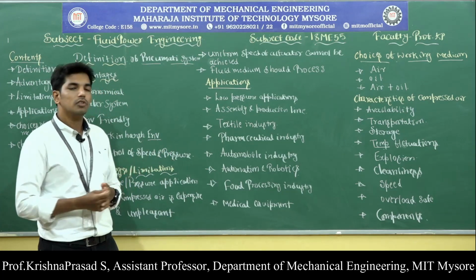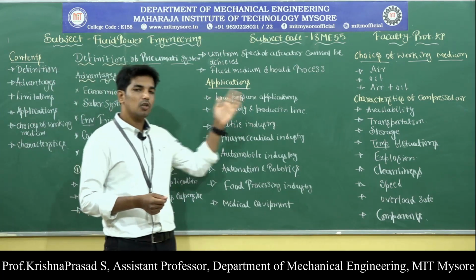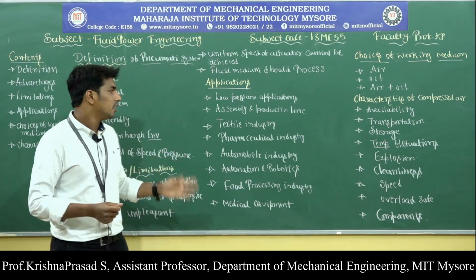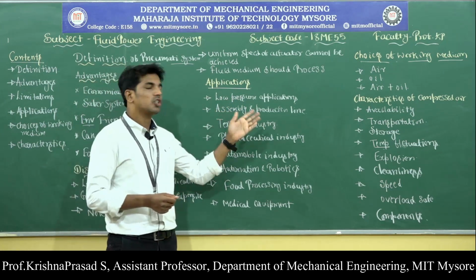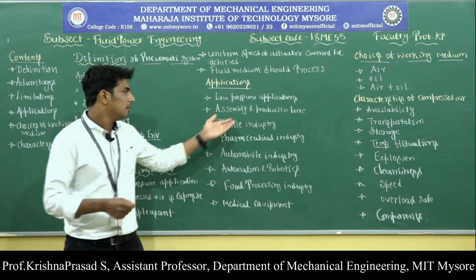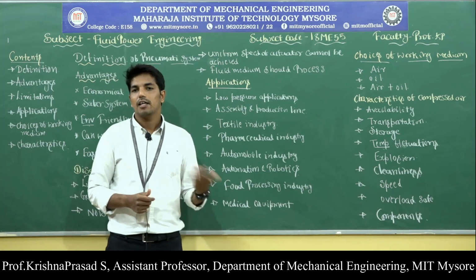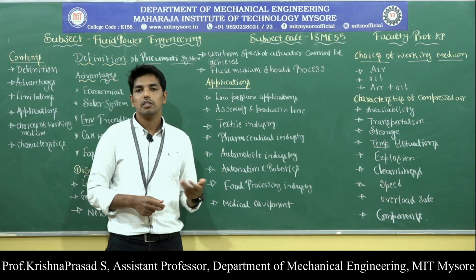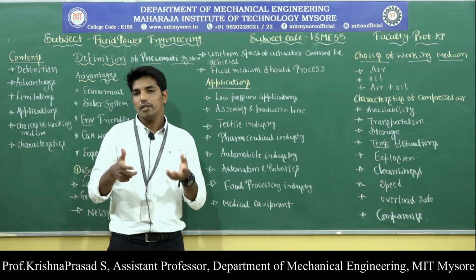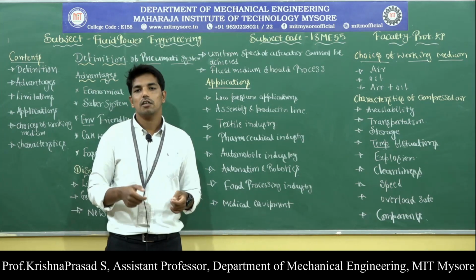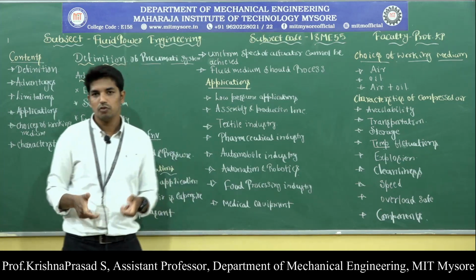So where are we going to use the pneumatic system? It is used in low pressure and low force applications. Then it is also used in assembly and production lines. That means in production lines, like clamping operations, even drilling and tapping operations, we are going to hold the workpiece with the help of jigs and fixtures.